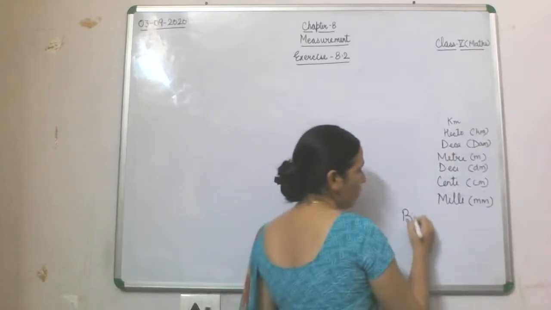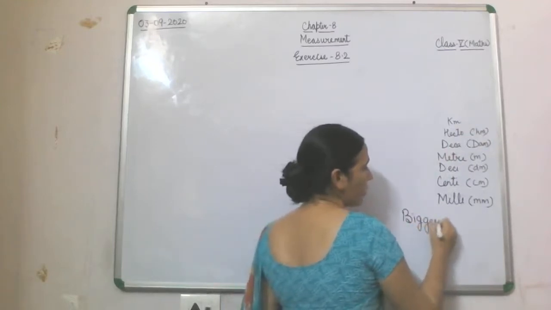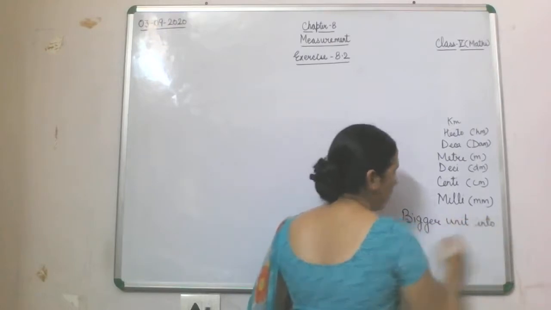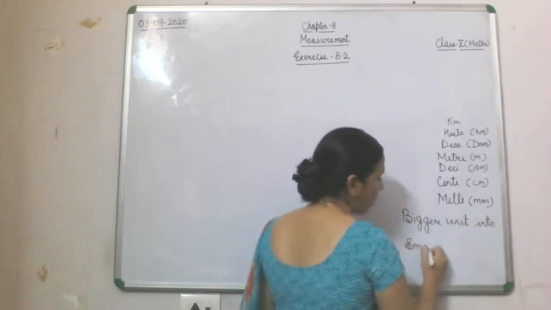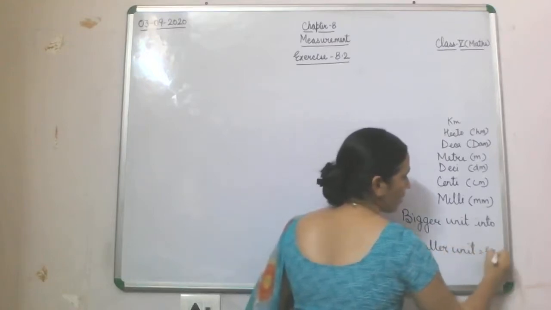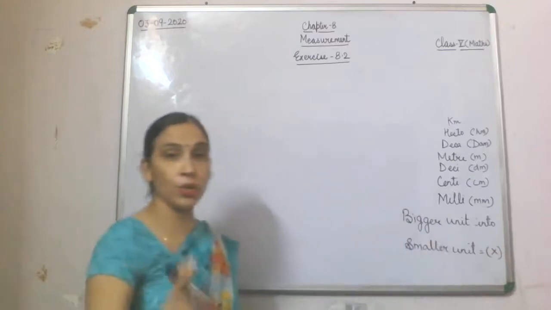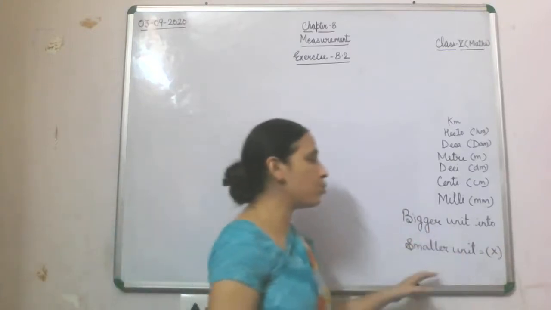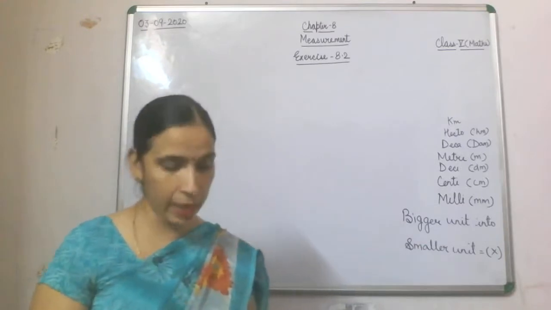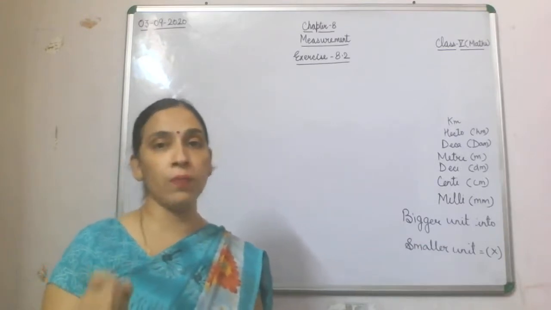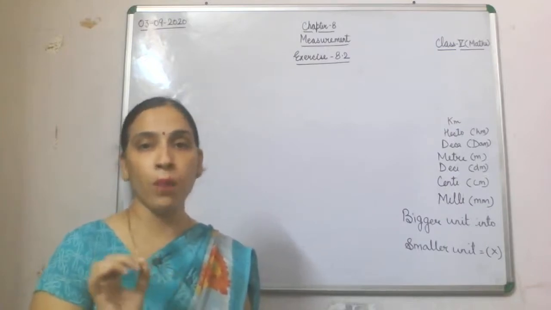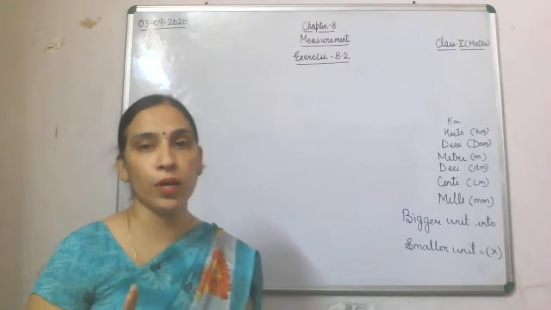Now we were converting a bigger unit into smaller unit. And how are you going to convert it? By multiplication. So by multiplication you can convert a bigger unit into smaller unit. In this we have started our exercise 8.2, in which we have completed questions 1 and 2, that are related to conversion from a bigger unit into smaller unit.